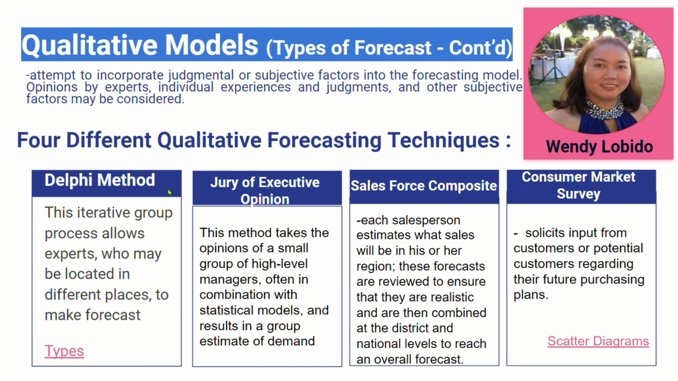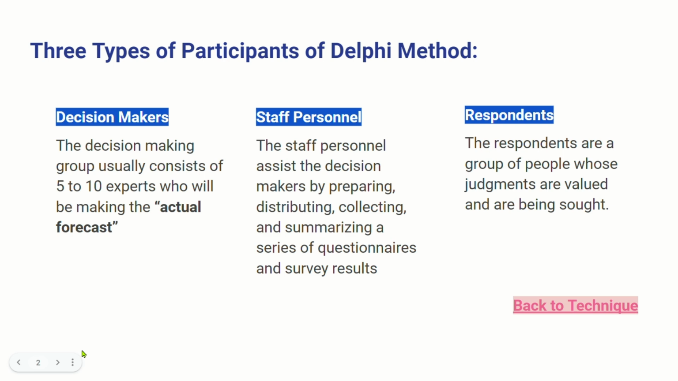First is the Delphi method. This iterative group process allows experts who may be located in different places to make forecasts. And we have three types of participants of the Delphi method. We have the decision makers. The decision-making group usually consists of 5 to 10 experts who will be making the actual forecast.